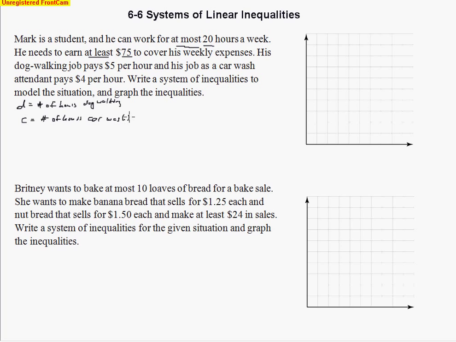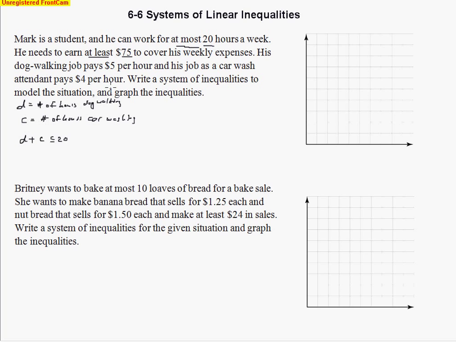And so we'll start with the first equation. He can work for at most 20 hours a week. And so we have D plus C, so he's going to be doing the two different jobs. So D plus C has to be less than or equal to 20, because at most means that amount or less. He can't work any more than that.